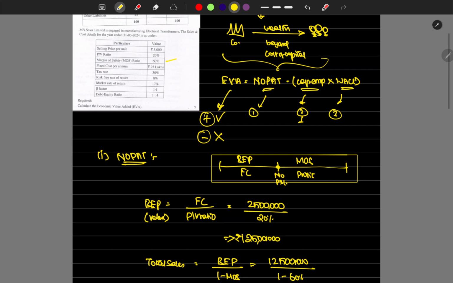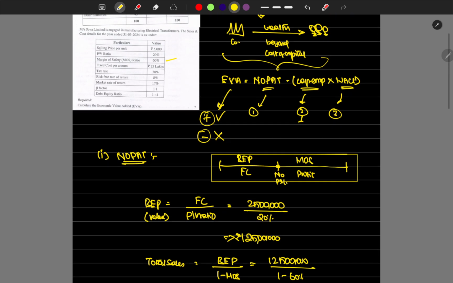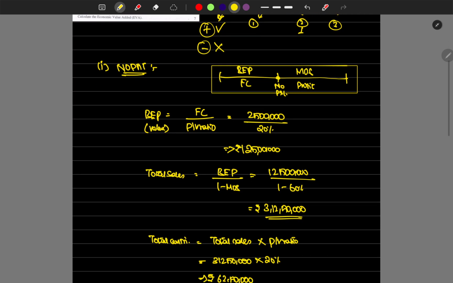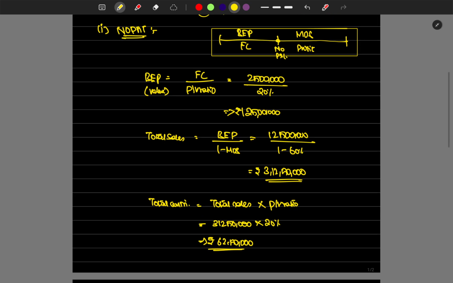We are given the fixed cost, and with the given data itself, you can find out which formula we can use, and based on that you can move accordingly. Based on the formulas, if you are thorough with the marginal costing concept, this NOPAT calculation is simple.